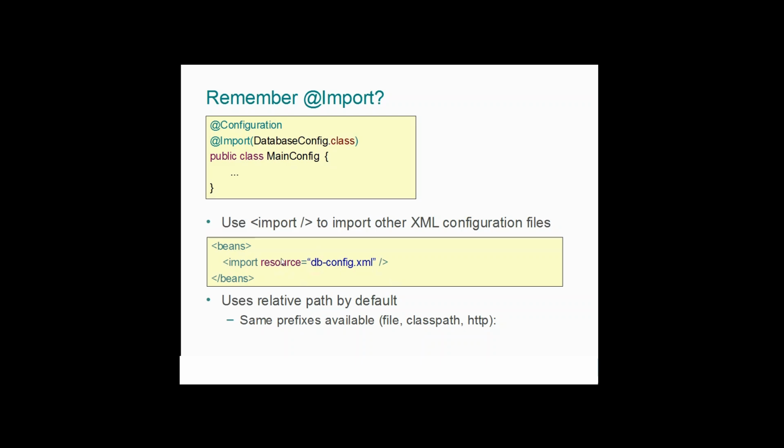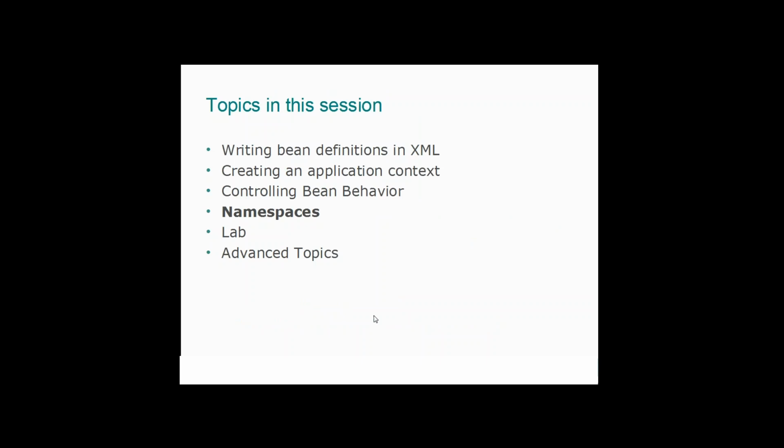So in case of this configuration, if you say db-config.xml file, since it doesn't specify anything in this XML file, let's say application-config.xml file, it expects that db-config.xml file to be there in the same folder. That's a relative path. And if you want to get it from a different path, you need to specify classpath:folder name/that particular XML file. Okay, so that's one thing.